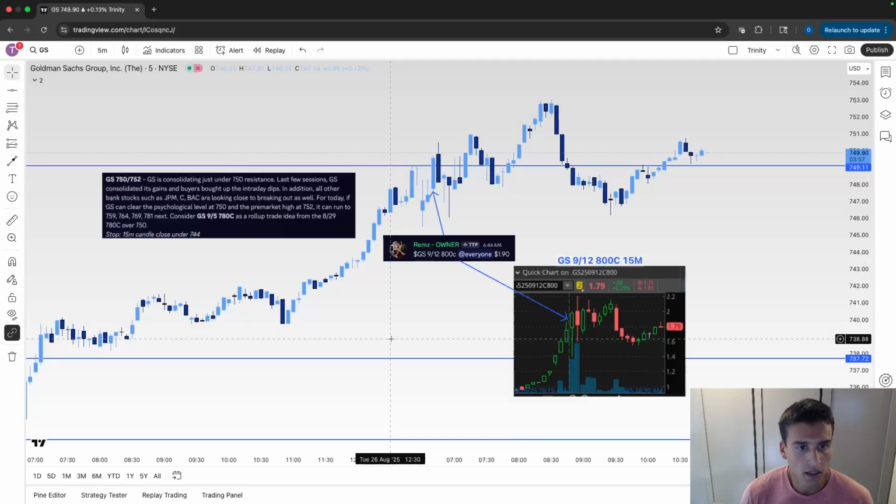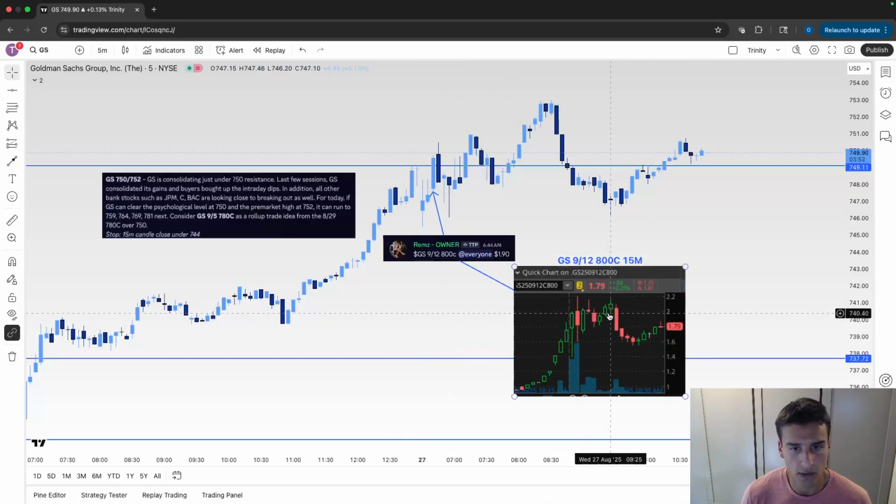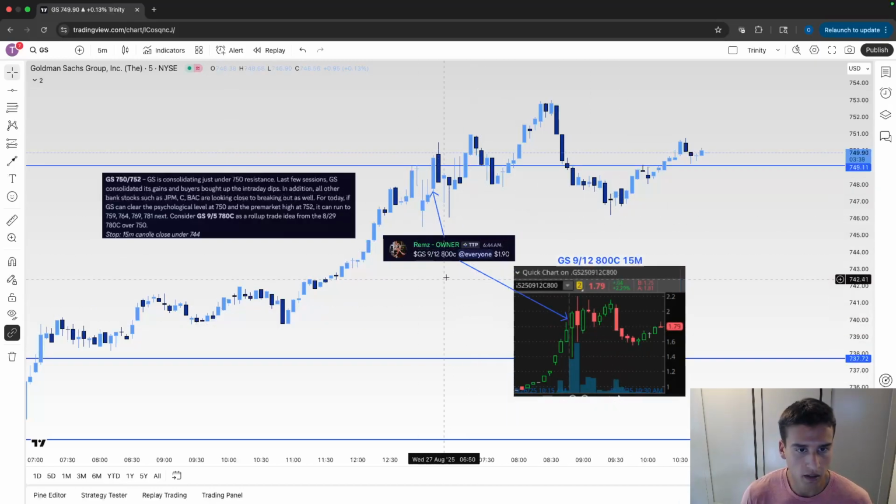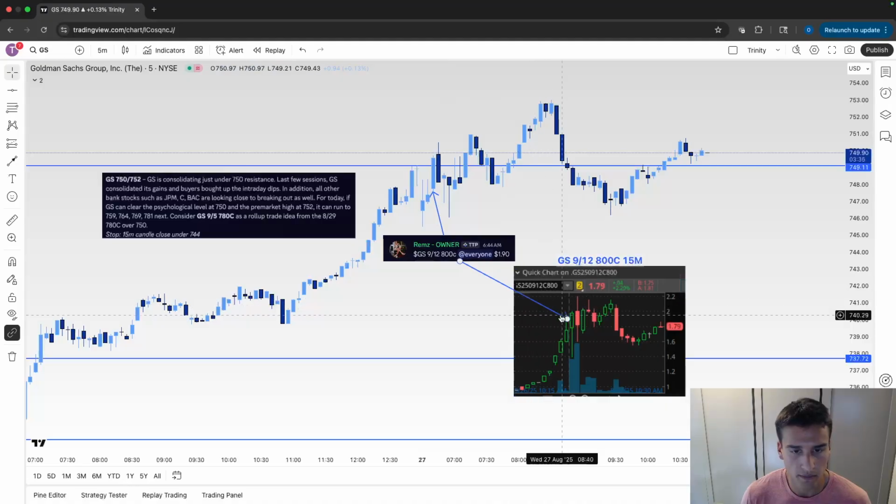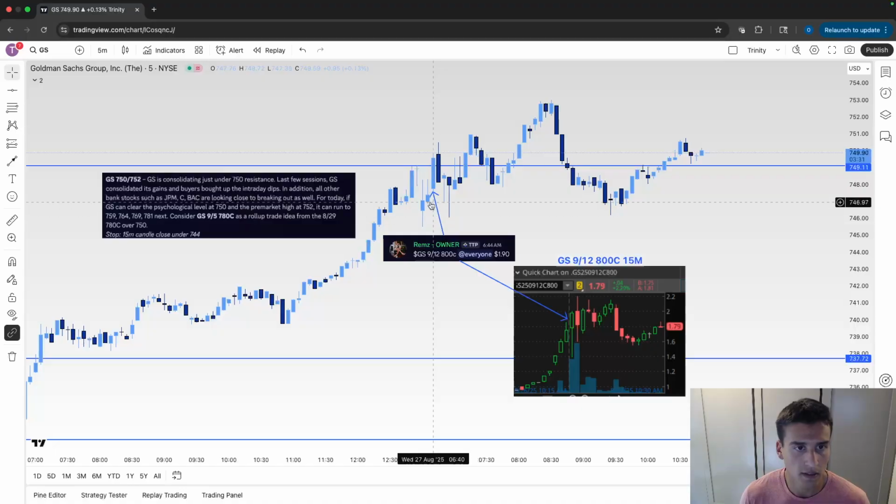So I have the contracts we traded here. We traded the Goldman Sachs September 12th 800 call, and this is a 15-minute chart of that option. So I can talk through what the premiums were doing while the stock was trading. We entered these calls at 1.9 within the first 15 minutes of the open, just before 15 minutes. So it would be this candle here, right near the 749 area. Okay, so we enter at 1.9.